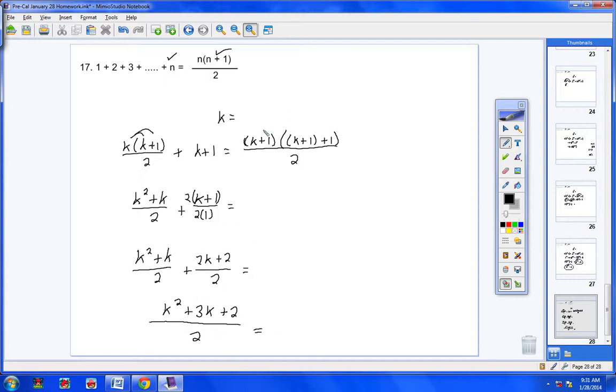Now, over here, I've got to simplify this parentheses first. So I would bring down my k plus 1. And then over here, k plus 1 is k plus 2, all over 2. And then trust me, if you take k times k, k times 2, 1 times k, 1 times 2, you will end up with k squared plus 3k plus 2 all over 2. Check. So there we go.